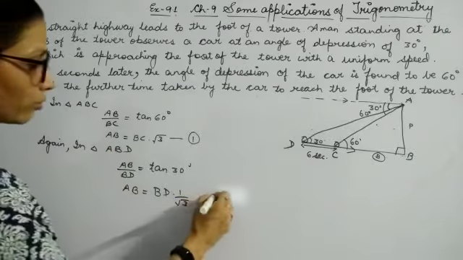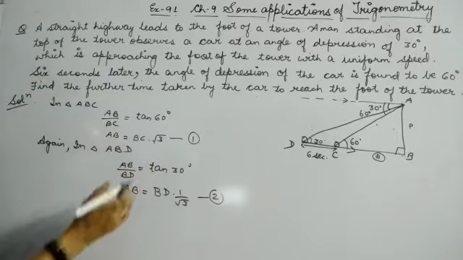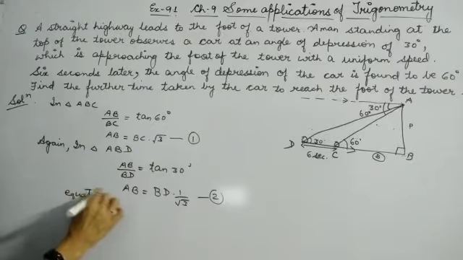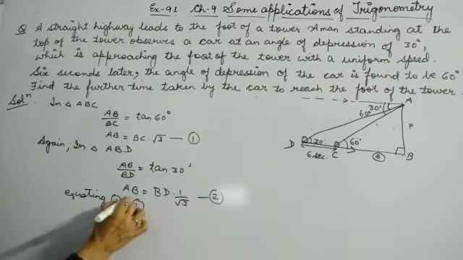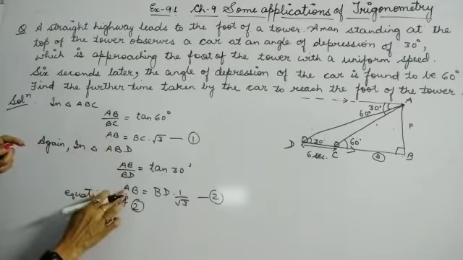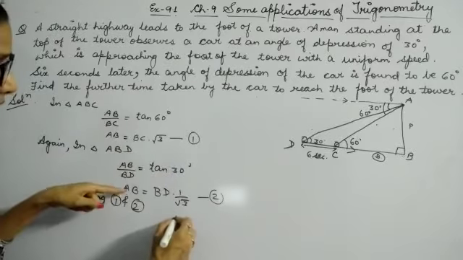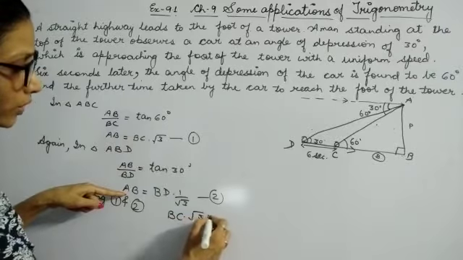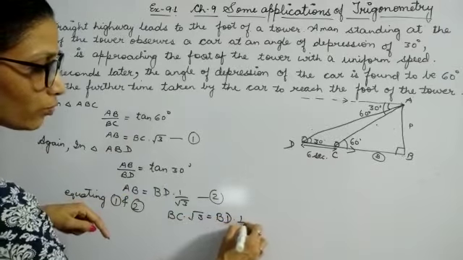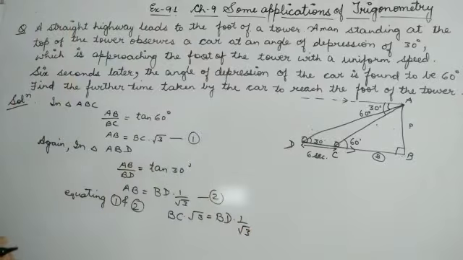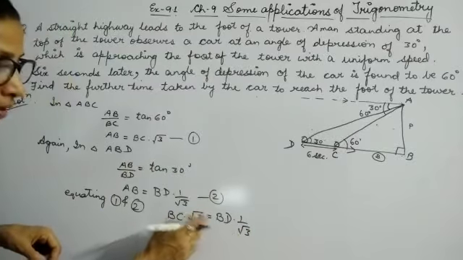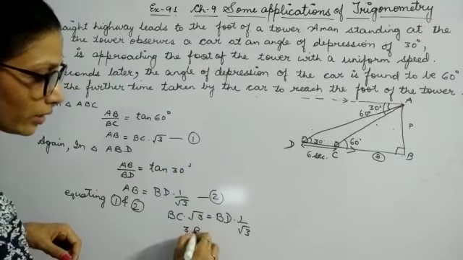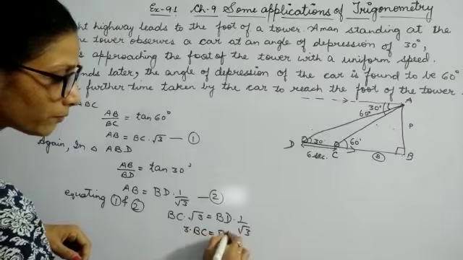So from equation 1 and 2, I can equate these two. So equating 1 and 2. Since these two are equal, that's why I am replacing this AB with BC root 3. So I will be writing in place of AB as BC into root 3 equal to BD into 1 by root 3. Alright. Now I can take this root 3 over here. So root 3 multiplied by root 3 will be just 3. So I am getting it as 3 into BC equal to BD.